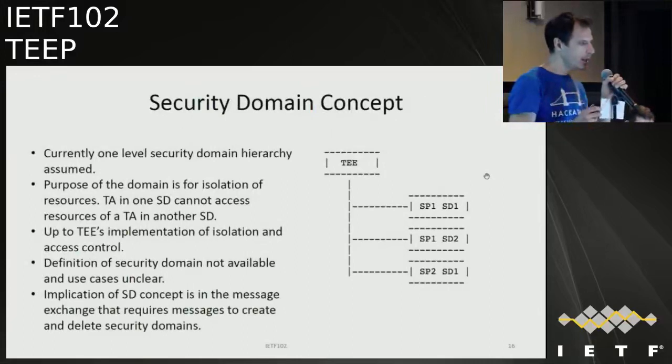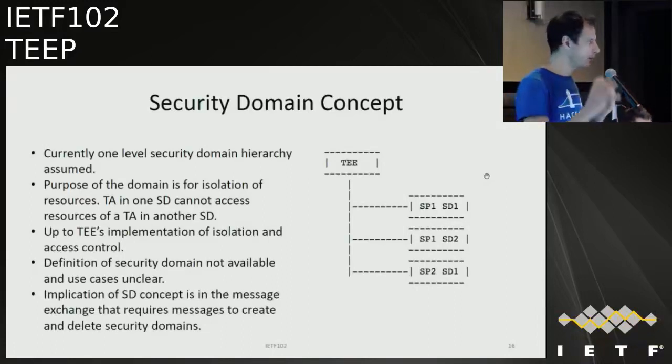So currently we have this concept where there's an isolation concept, at least on the TEE side, where trusted applications reside in a security domain. And if there are two trusted applications in that security domain, they are able to share resources. That's sort of the definition from the document.